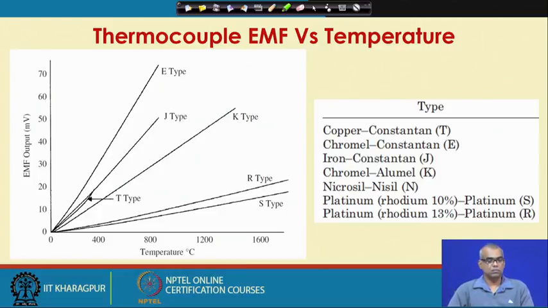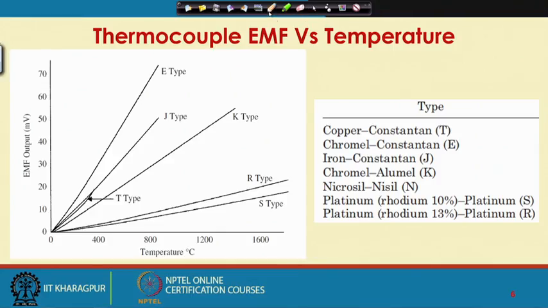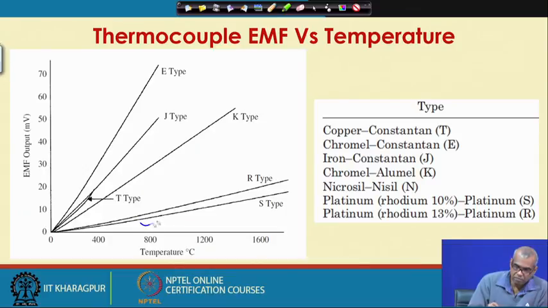This is a schematic of how the EMF output in millivolt varies with temperatures for different types of thermocouples. You can see in the figure that most of them are approximately linear. Not all are linear, but they are approximately linear.